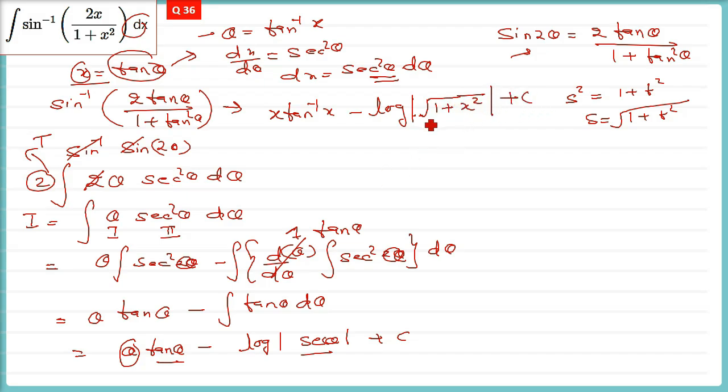But still we have one more thing, which is the 2. The 2 was taken as temporary storage. So now I'm multiplying everything by 2. 2 into constant of integration will be again a constant of integration.